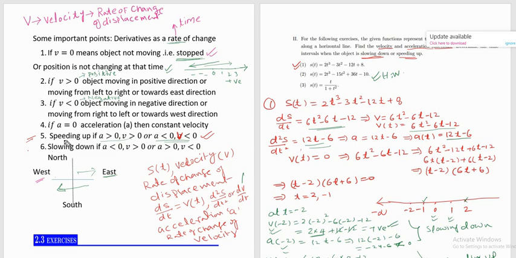Similarly, this is a very important point. Speeding up means when acceleration and velocity are both positive or both negative. If acceleration and velocity are both positive or both negative, then the object is speeding up in some interval. And if one is positive and one is negative, for example acceleration is negative and velocity is positive, or acceleration is positive and velocity is negative, then we say slowing down.